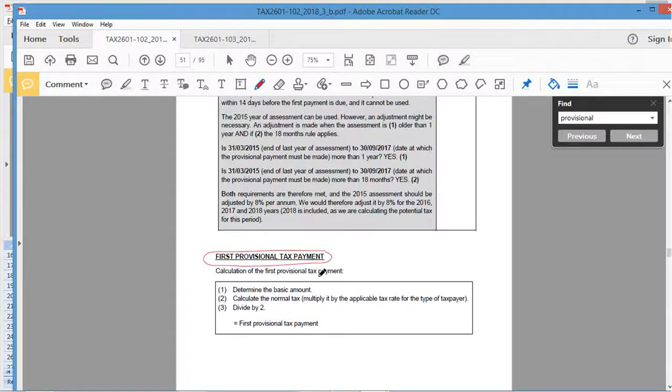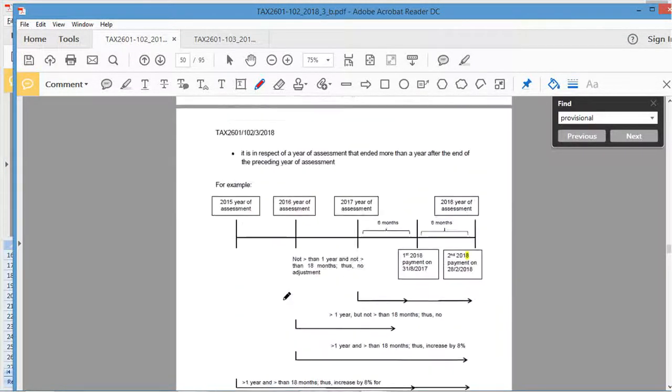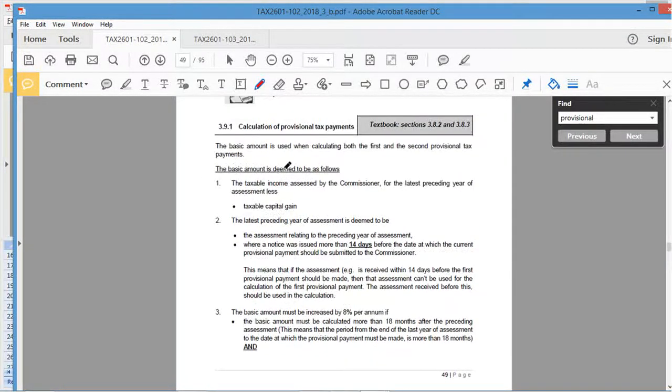Calculation of the first provisional tax payment. You need to determine the basic amount. Then you need to calculate the normal tax on that amount divided by 2, and then you get the first provisional tax payment. Remember, SARS wants to collect taxes sooner rather than later, and that's why they incorporate provisional income tax. You have to go back and you then have to look at this, which is looking at the basic amount. How do I get the basic amount, which is then going to be used for the first provisional tax payment? So that's the theory that we'll look at in chapter 3.